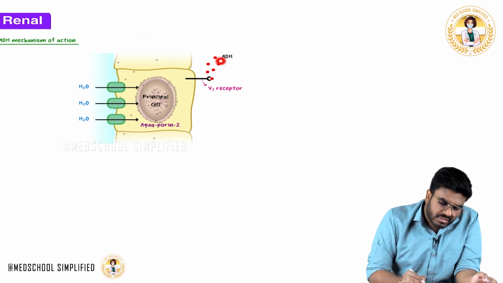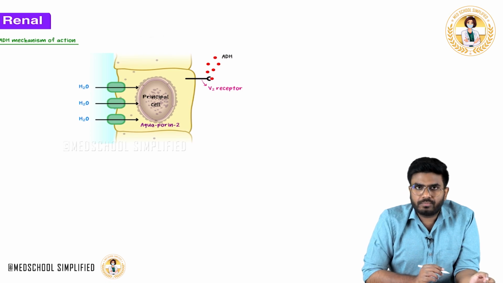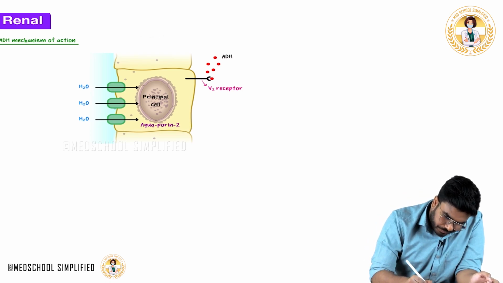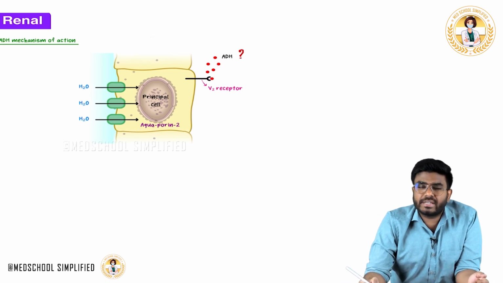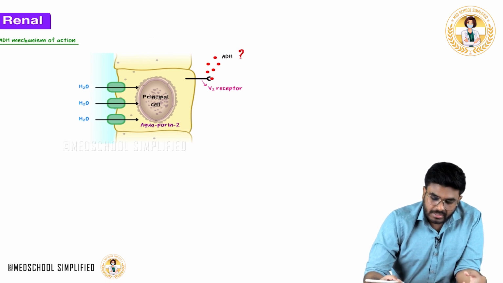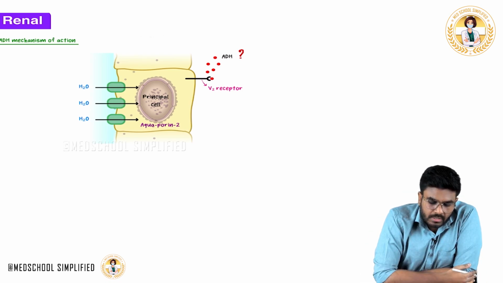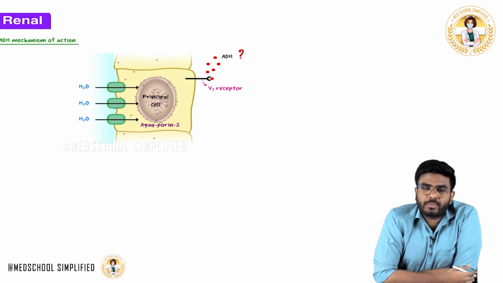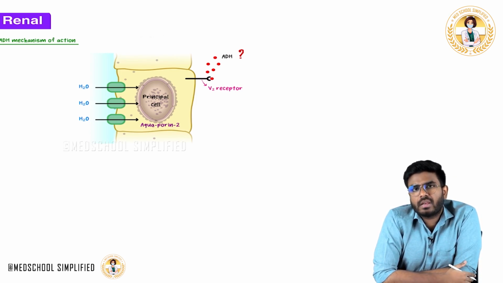My question is, first of all, when do you need this anti-diuretic hormone? See, imagine you are in a desert. You got separated from your team on a desert safari. For the next 24 hours, you are just roaming in the desert. Now what is happening?